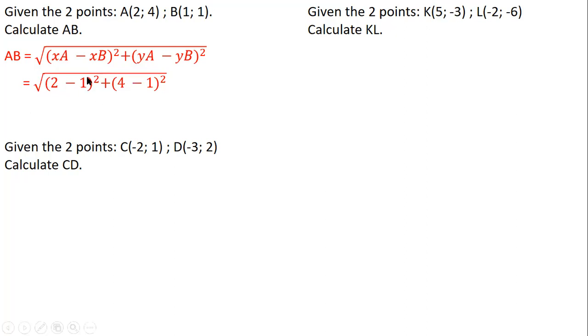First, let's calculate the answer of what we have between parentheses. What is 2 minus 1, Nurjan? 1. So 1 squared. What is 4 minus 1? 3 squared. So we have 1 squared plus 3 squared. What's the answer of 1 squared? 1. 3 squared? 9. So we have radical 1 plus 9. What is 1 plus 9? 10. So we have radical 10.